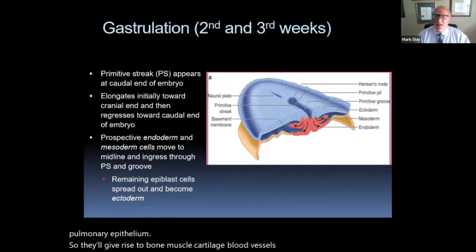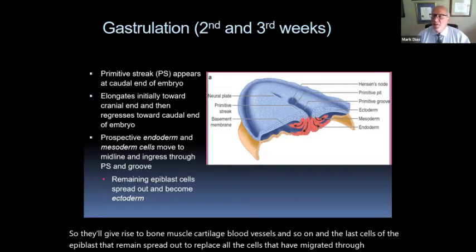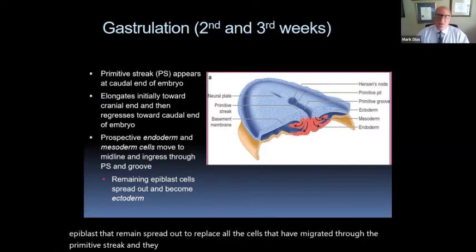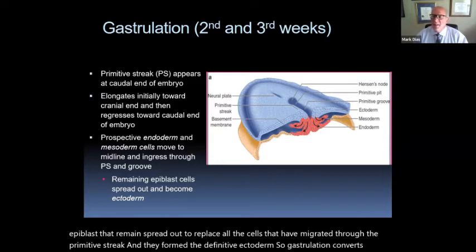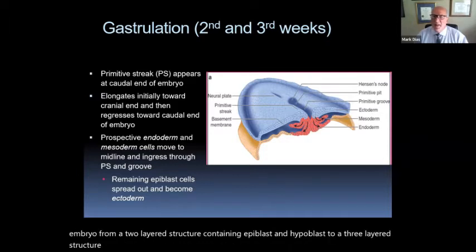And the last cells of the epiblast that remain spread out to replace all the cells that have migrated through the primitive streak, and they form the definitive ectoderm. So gastrulation converts the embryo from a two-layered structure containing epiblast and hypoblast to a three-layered structure having ectoderm, mesoderm, and endoderm.